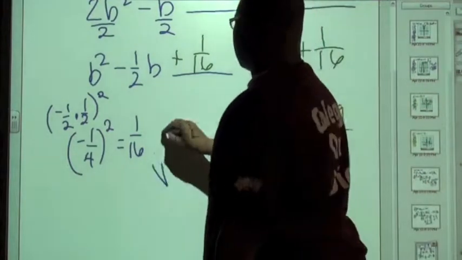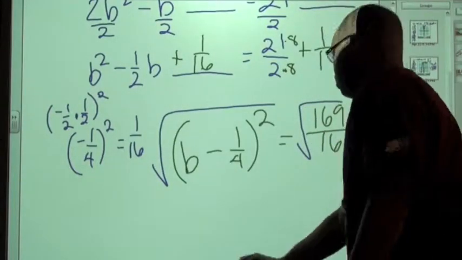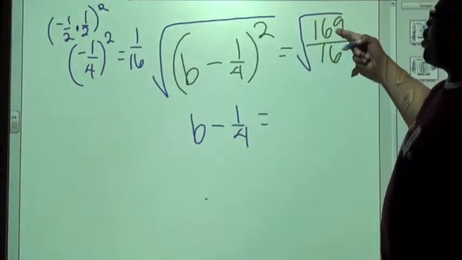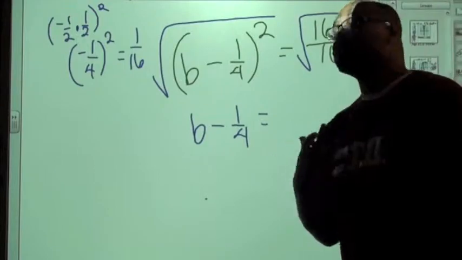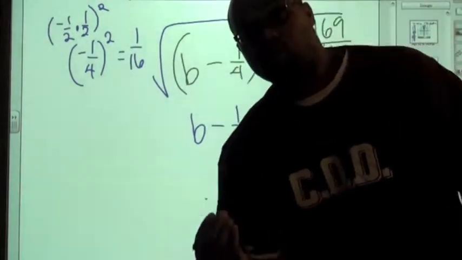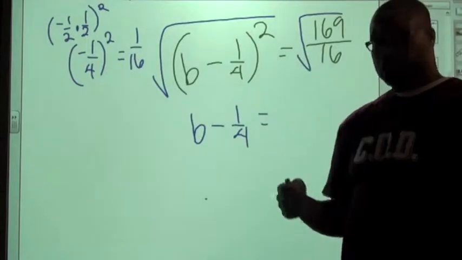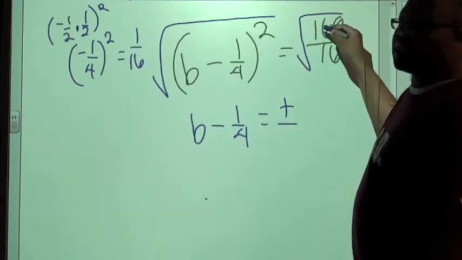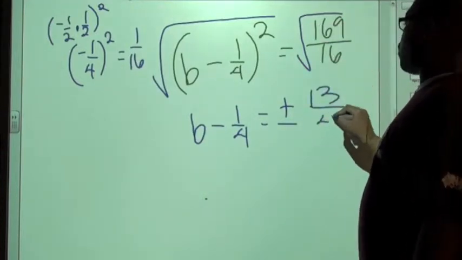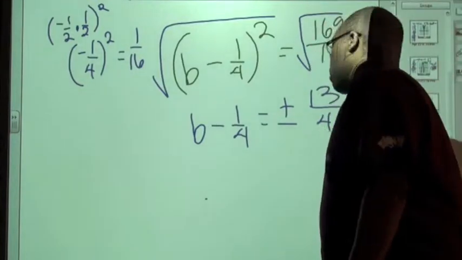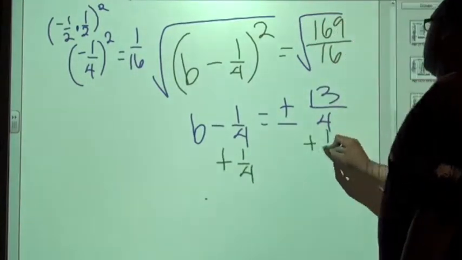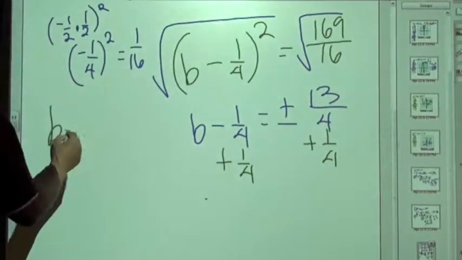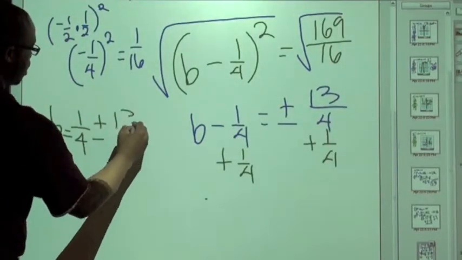So I'm going to take the square root of both sides. That's going to be b minus 1/4 equals the square root of 169/16. Whenever you square root a fraction, you square root the numerator and square root the denominator. So I'm going to get plus or minus. The square root of 169 is 13. The square root of 16 is 4. Add 1/4 to both sides. I'm going to get b equals 1/4 plus or minus 13/4.